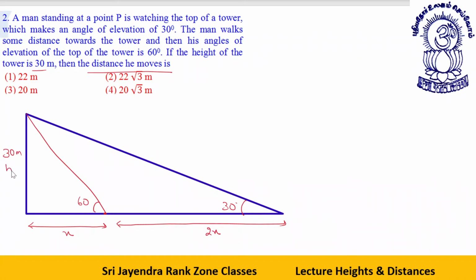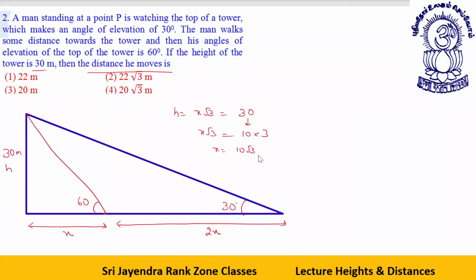And this is h. H is equal to what? H is equal to x root 3. This is given to you as 30. H is equal to x root 3 is 30. X root 3 is 10 into 3. This 30 is 10 into 3. So x is equal to 10 root 3.